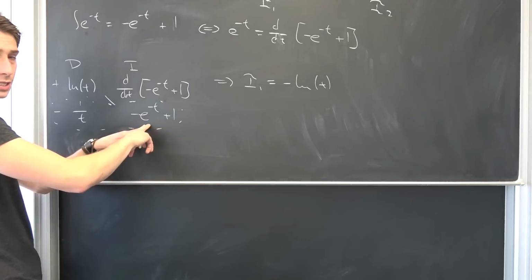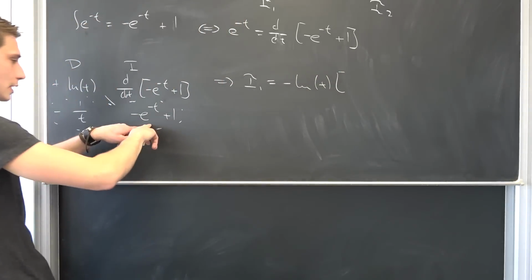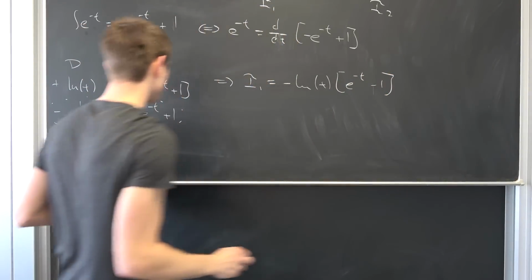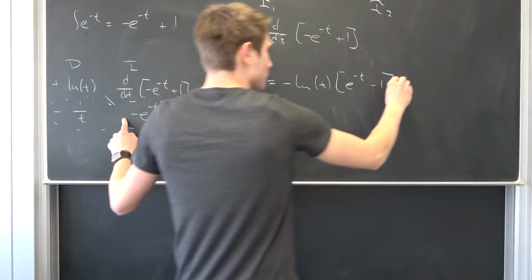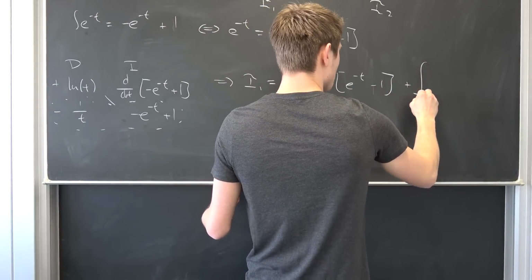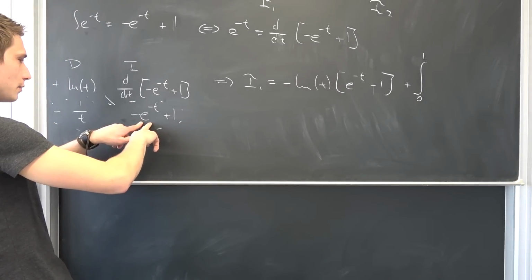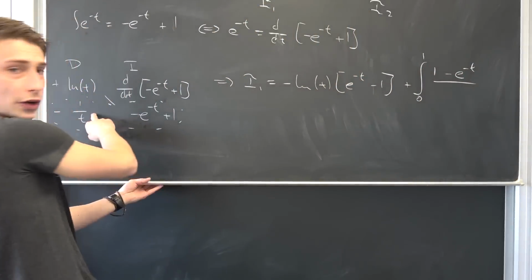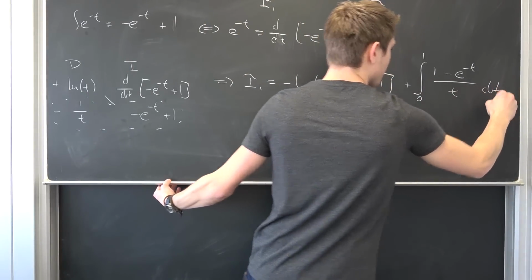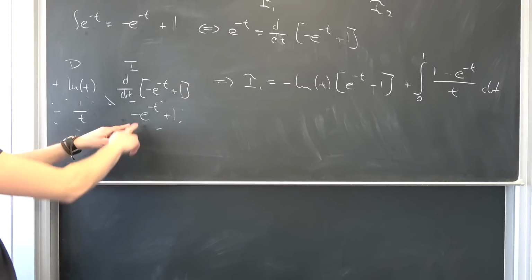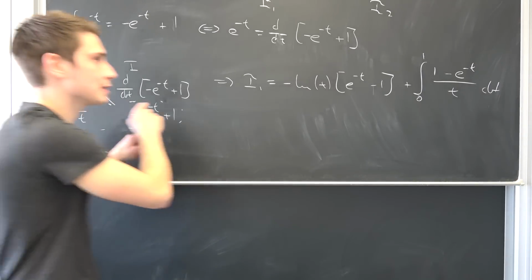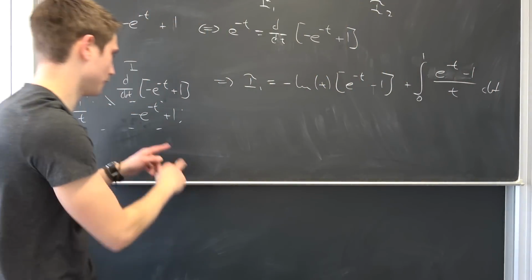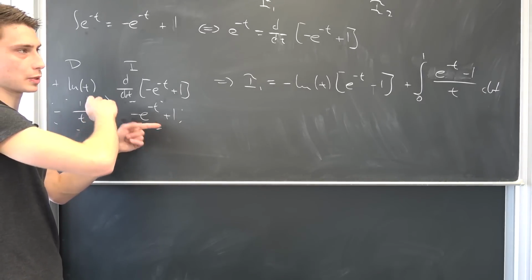Then we are going to get for I1 that this is nothing but negative natural log of t, I'm going to bring this negative sign to the front, times e to the negative t minus 1, then minus and minus becomes positive, so plus the integral from 0 to 1 of 1 minus e to the negative t over t integrated with respect to t. I factored out this negative sign right here, so we have e to the negative t minus 1. I hope you can see where this came from.